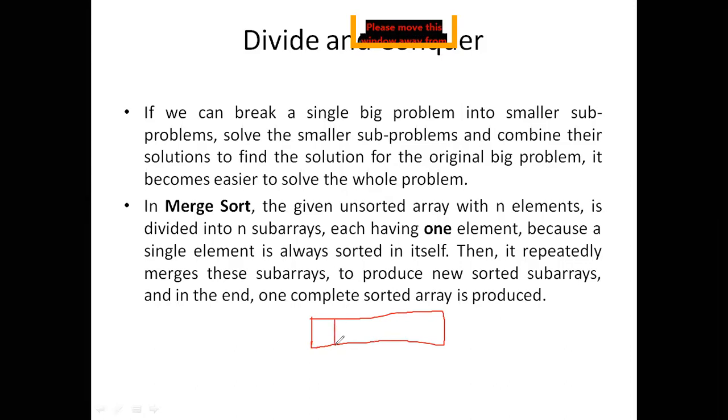Finally, again on the left side of the pivot element, I have to do the same procedure and sort. Finally I'll get the sorted array. Am I correct? Anybody can respond, yes or no?